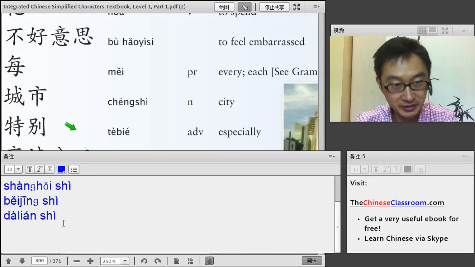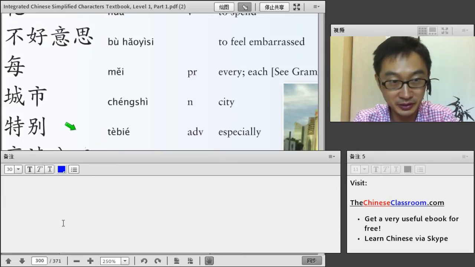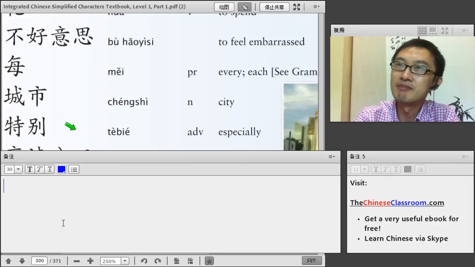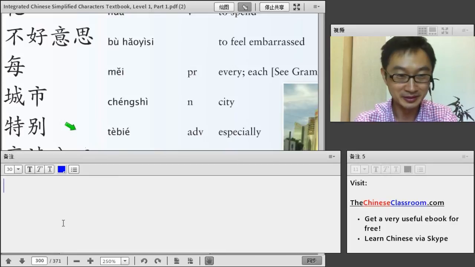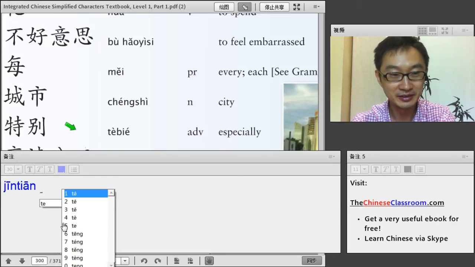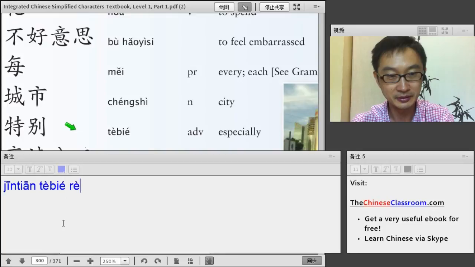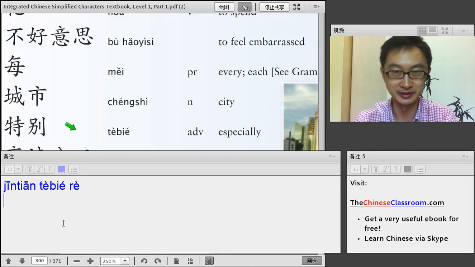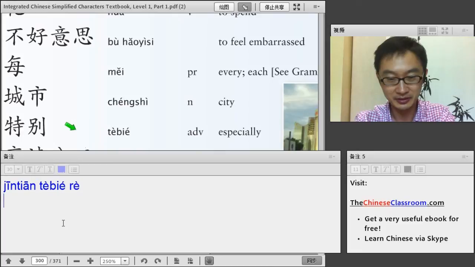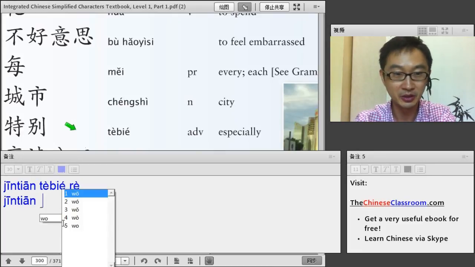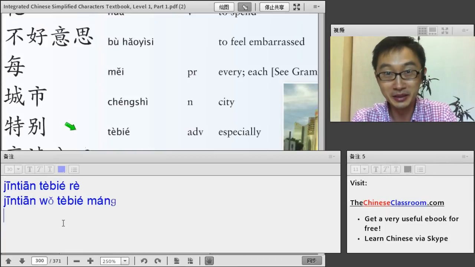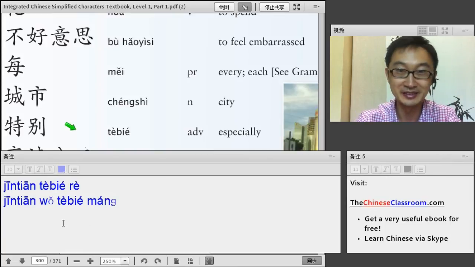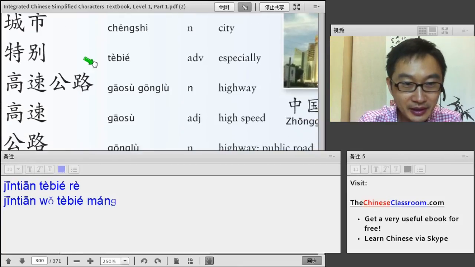特别, especially, or sometimes could be very, very. For example, 今天特别热, which is not true actually. 今天 is cool, very good. But just as an example, I say 今天特别热. So today is especially hot. It's very, very hot. Or I can say 今天我特别忙, 忙, busy, I'm very, very busy today, that's 特别, a high degree.